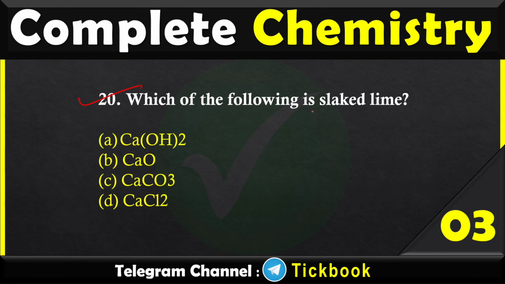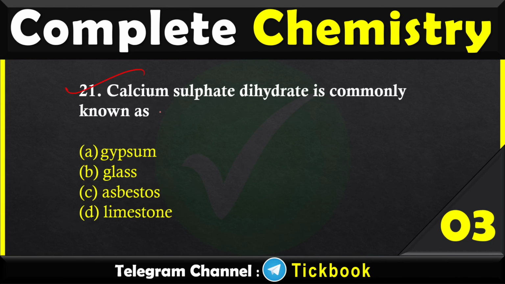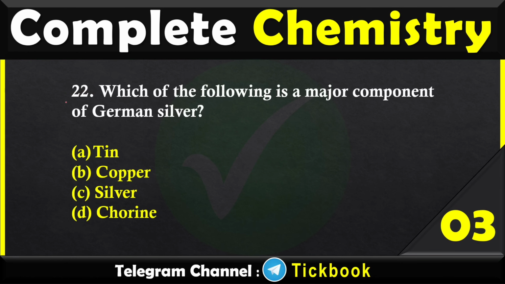20. Which of the following is slaked lime? Option number A is the right answer, Ca(OH)2. 21. Calcium sulfate dihydrate is commonly known as? Option number A, gypsum.